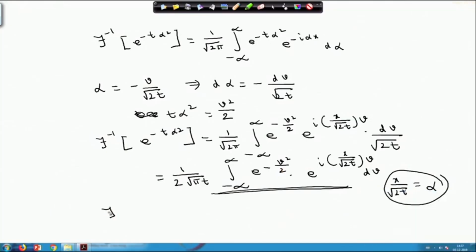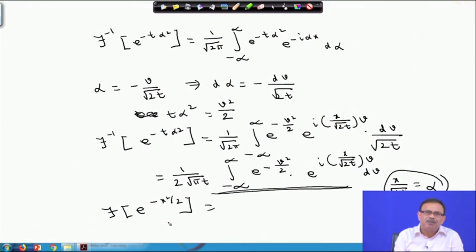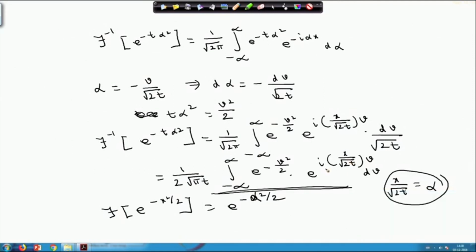Now, what is the Fourier transform of e power minus x square by 2? E power minus x square by 2 is self reciprocal with respect to Fourier transform. This problem we have done earlier. So the Fourier transform of e power minus x square by 2 is nothing but e power minus v square by 2. So if this is the Fourier transform, then directly I can write it as e power minus alpha square by 2, and if I replace alpha by x by root 2t, this will be the value of the given integral.